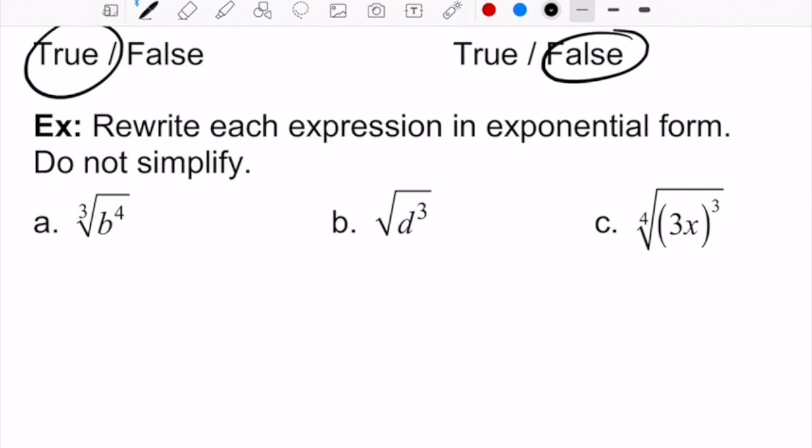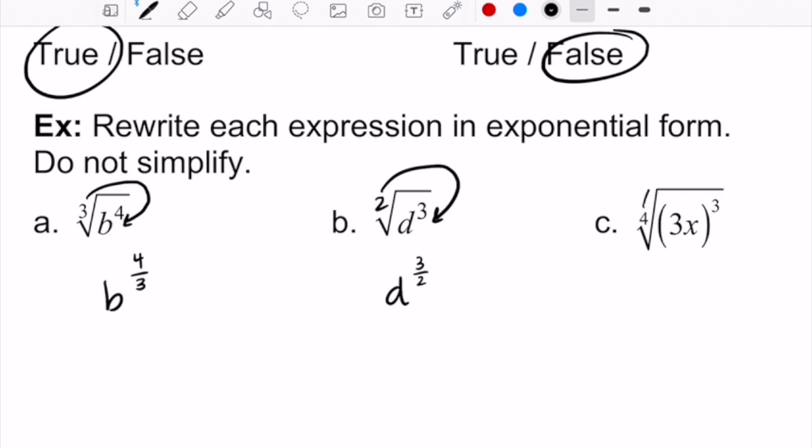So the number that's out front, the index of the radical, becomes the denominator of the rational exponent. This first one would be b to the 4/3. Be careful, if you write the fraction upside down, it's not correct. On the next one, it's an invisible 2 that's out front. You can write it in if that helps you. So this one would be d to the 3/2.